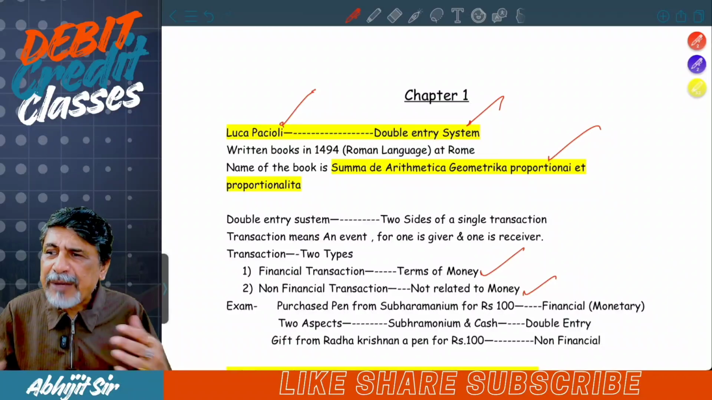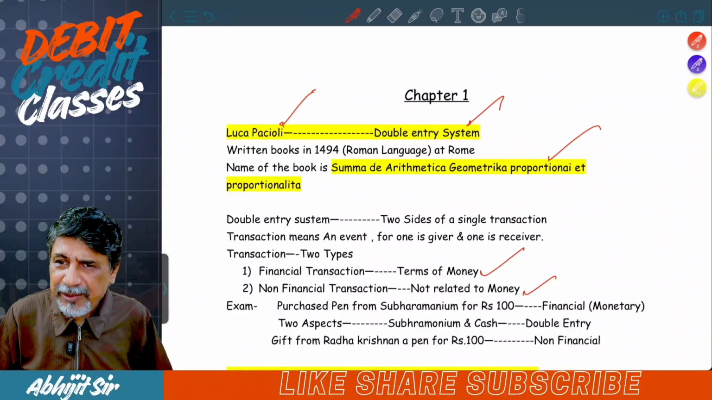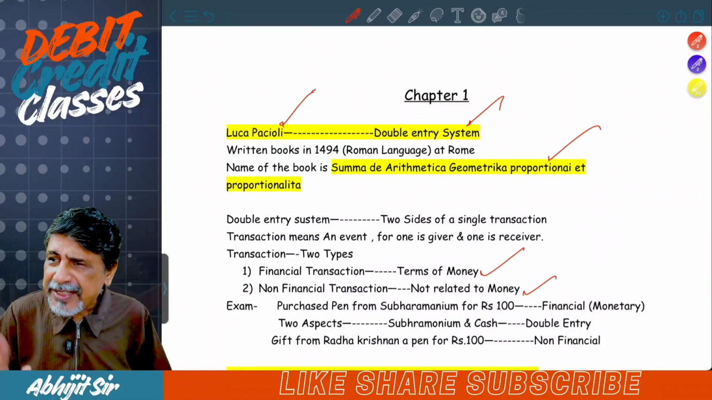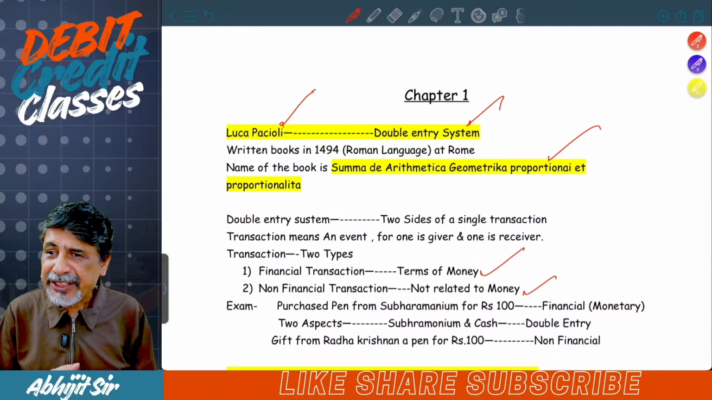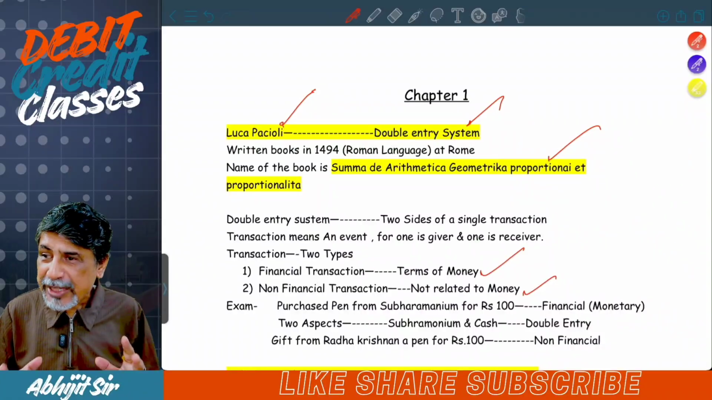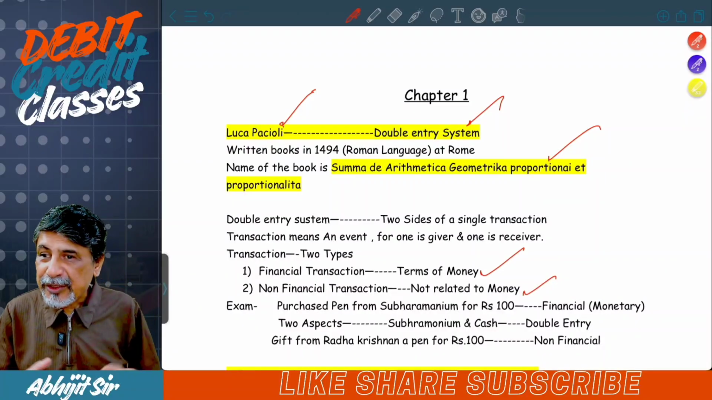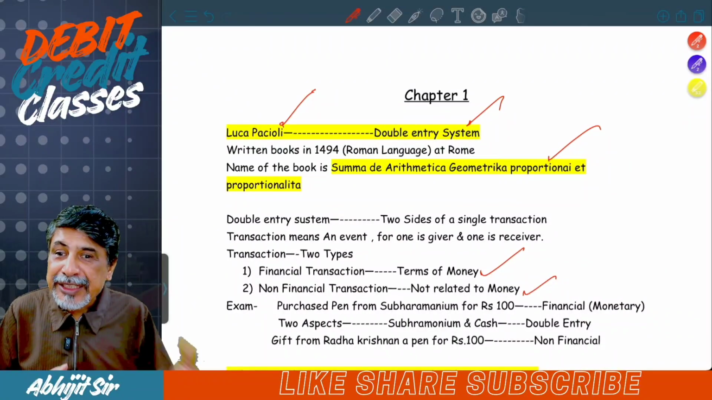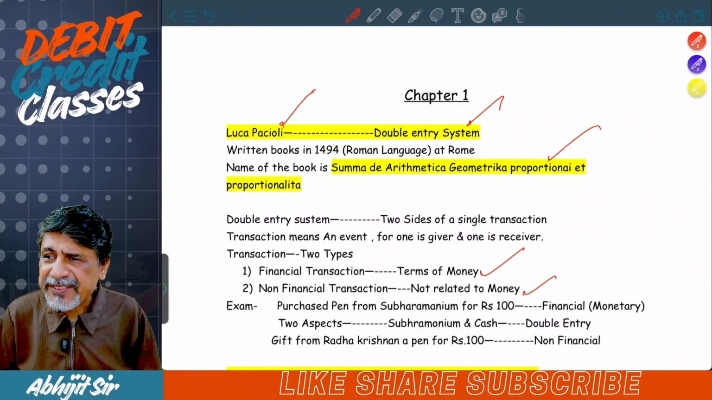Now I am giving an example, such as purchased pen from Subramaniam for ₹100. It's a financial transaction. Obviously, it is a transaction, and it is financial because money is related with the purchase of the pen. There are two aspects. Number one is Subramaniam and number two is cash. Subramaniam received cash and gave the pen to the person who purchased it. So that is called double entry.